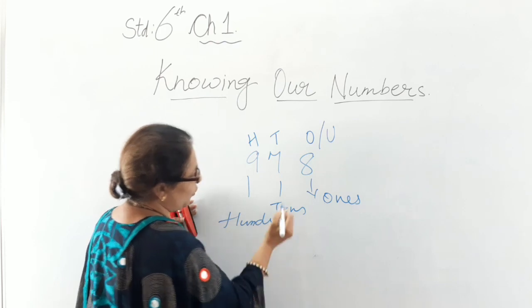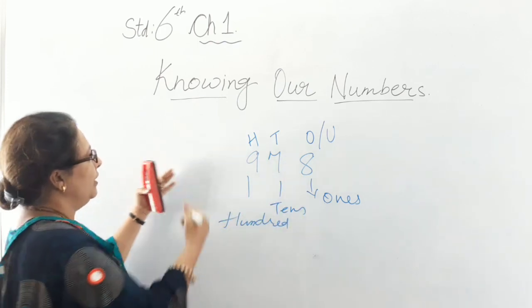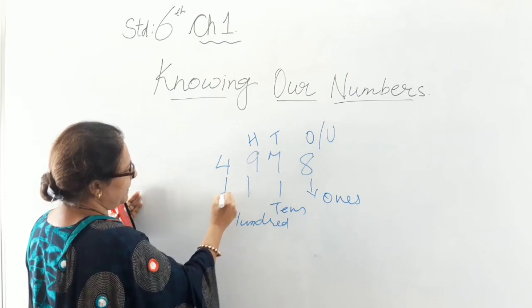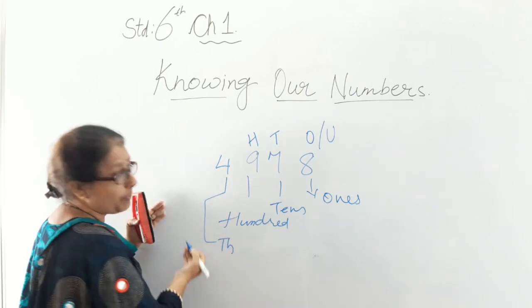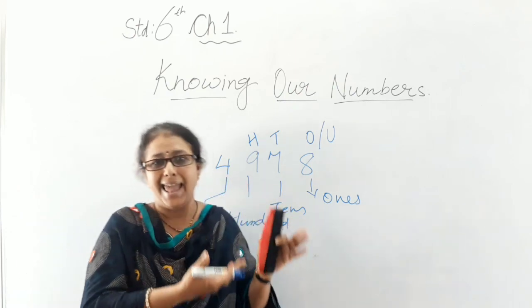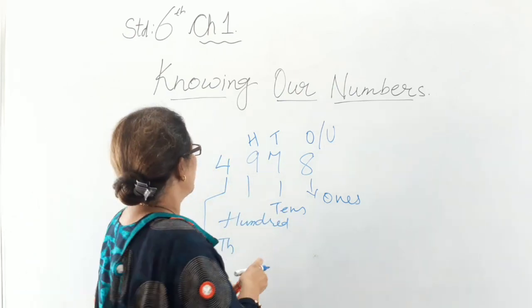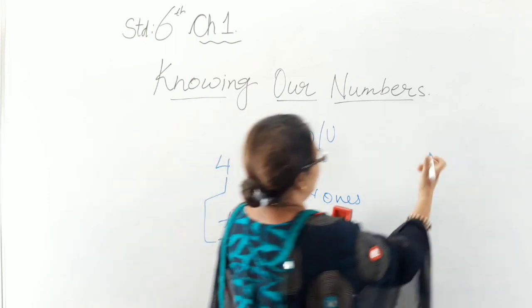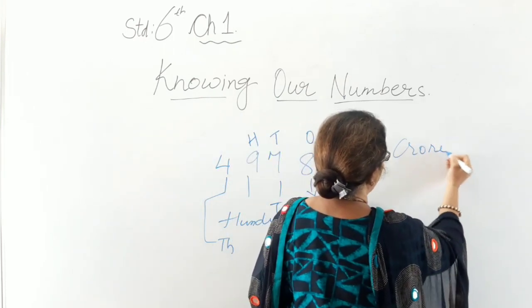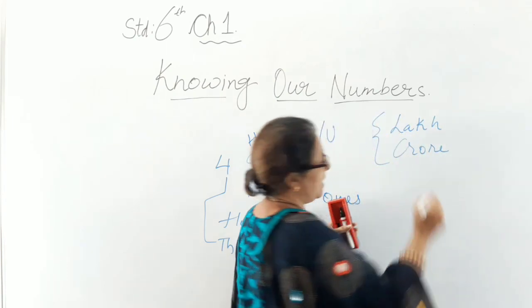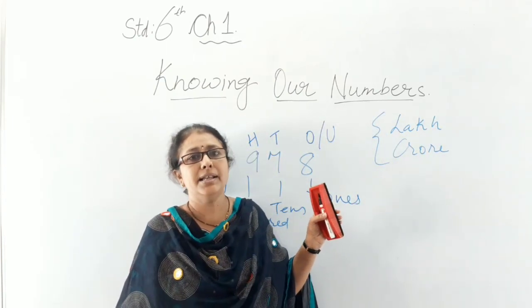Then as we move on from right to left and I add one more digit, say 4, it will become 1000, followed by 10,000, lakh, 10 lakh, crore, 10 crore. Okay students? So now what happens? We have crore and we have lakh. These two are used in the Indian system.